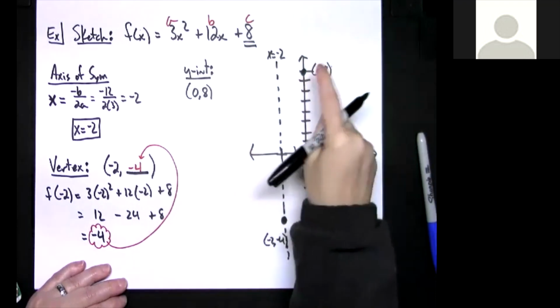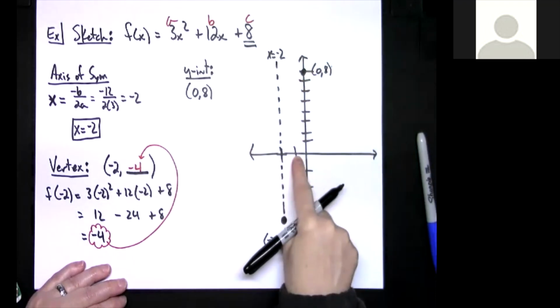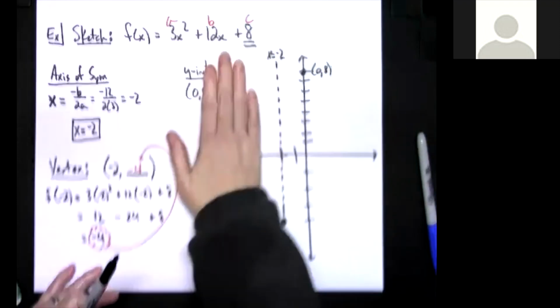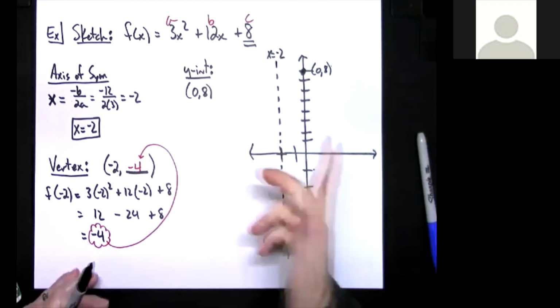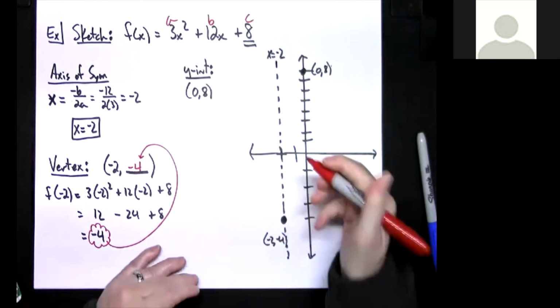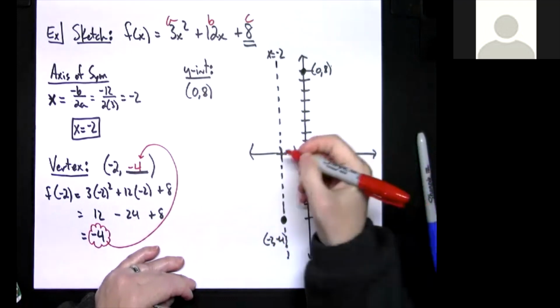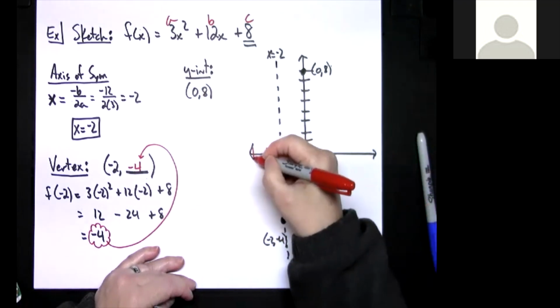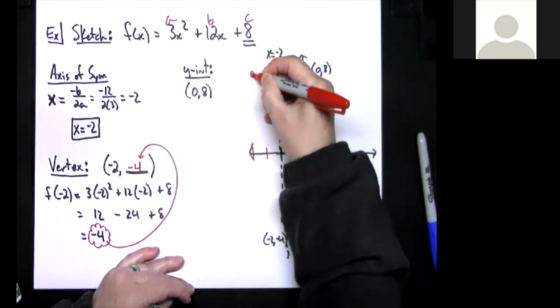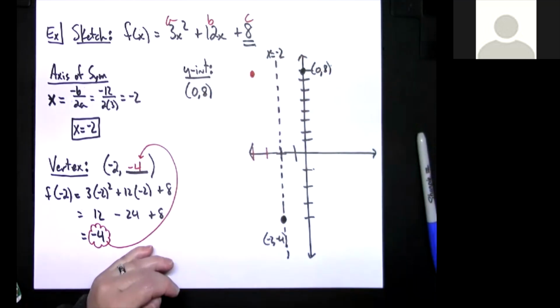So if I know 0, 8, 2 to the right and up 8 is a point, then it should be symmetrical. I should have another point right over here, and I have to be able to find that one as well. We're not going to calculate it, but I'm going to find it. All right, so 2 to the right and then up 8. So 2 to the left and up 8. That has to be another one because it's a reflection.